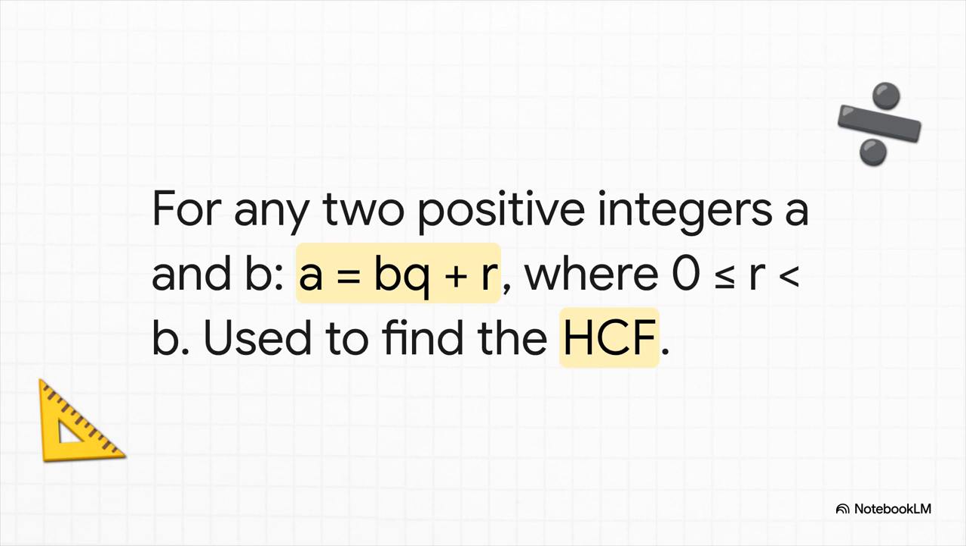When you divide one number by another, you get an answer, the quotient, and sometimes you have a little bit left over, the remainder. It's this simple idea of focusing on that remainder that becomes the secret engine for finding the highest common factor, or HCF, between two numbers.